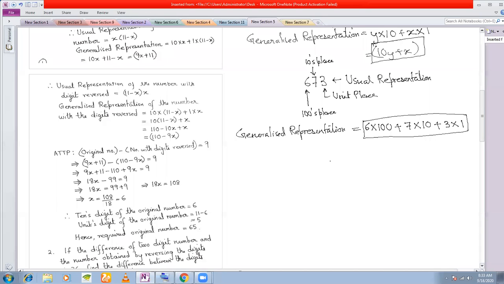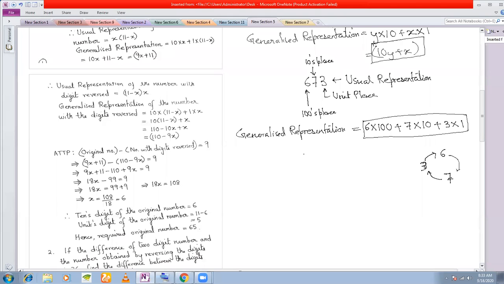Now in a 3-digit number, can you tell me how many other numbers you can make if you change the place order of the digits cyclically? You know what cyclically means? 673: 6, 7, and 3. This is a cyclic order. We are starting with 6, so the next digit comes as 7 and then 3.